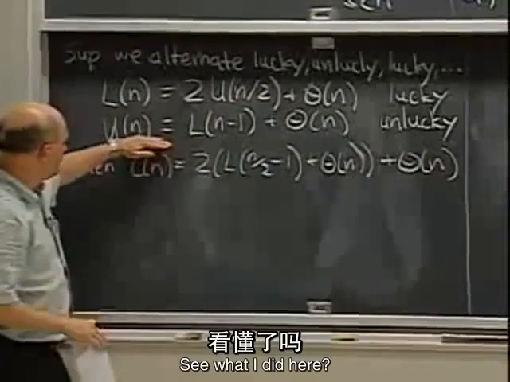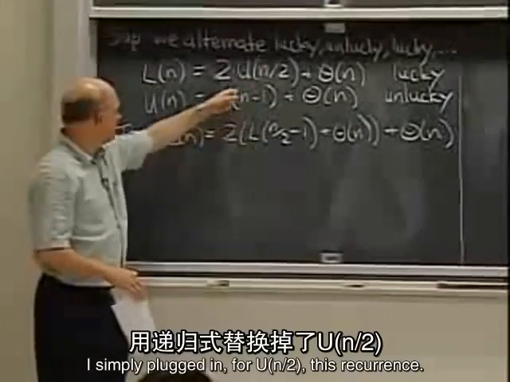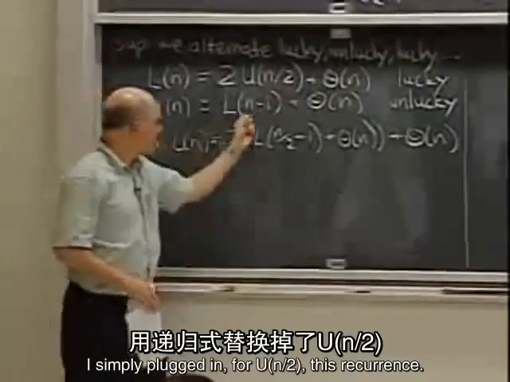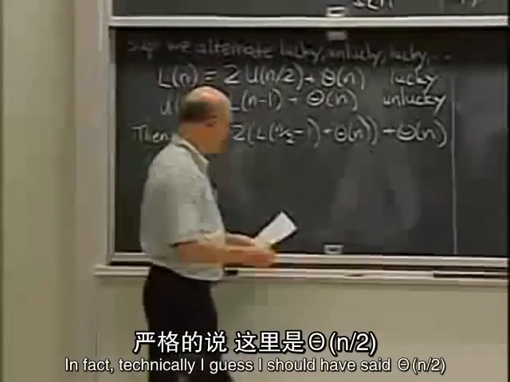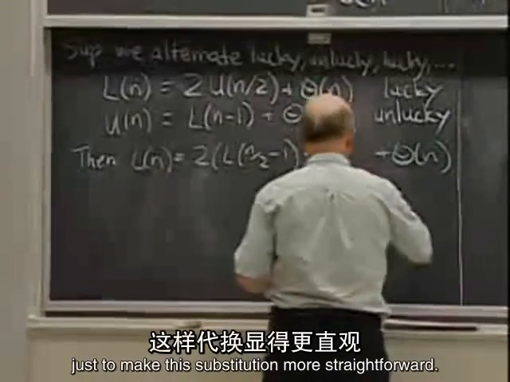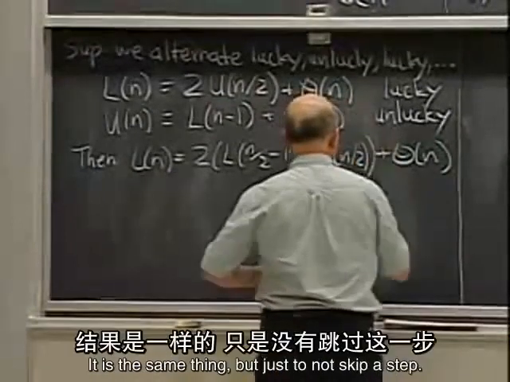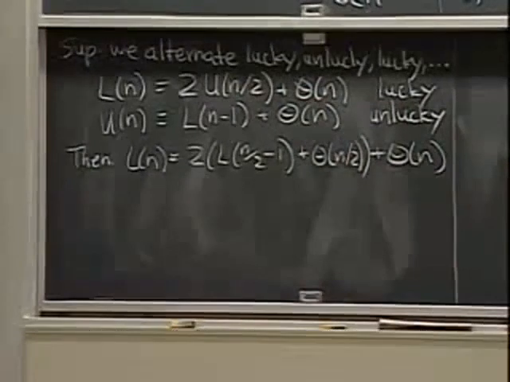Okay, so see what I did here? I simply plugged in for U of n over 2, I plugged in this recurrence. In fact, technically, I should have said here theta of n over 2, just to make the substitution more straightforward. It's the same thing, but just so as not to skip a step.